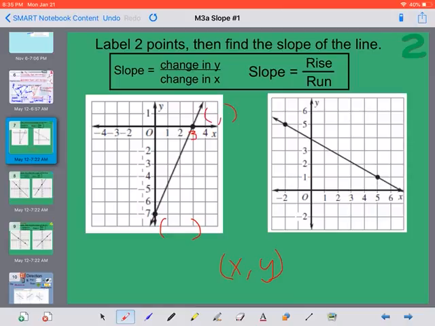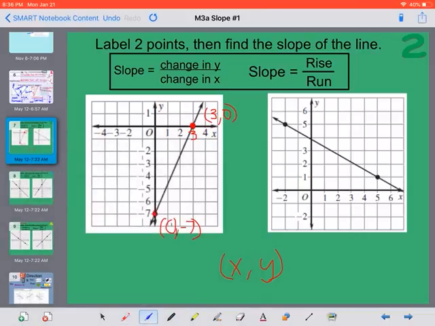So first, I'm going to look at this point up on the top here. X first, we're going 1, 2, 3 to the right, and we did not go up and down. There's that point there. And then this point down here, we did not go left or right. X is 0. But we went down 7, so -7. So we labeled our 2 points.